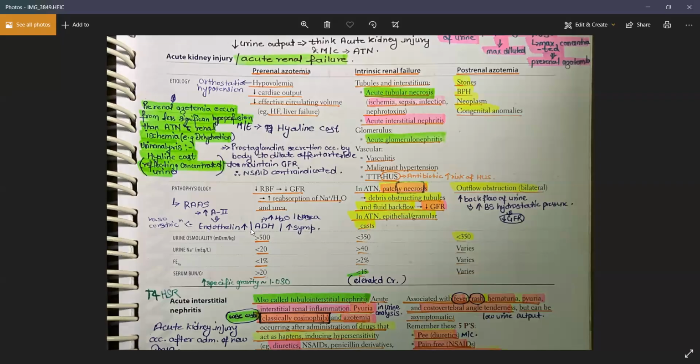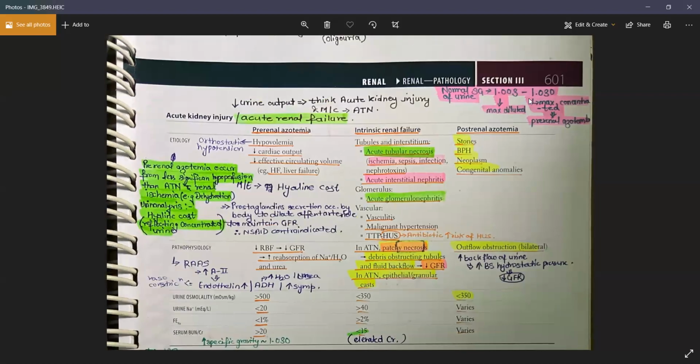And as a result, you will always have the specific gravity of the urine around 0.015 to 0.030. Okay, you will have a normal urine specific gravity between 0.003 to 0.030. Okay, you will call it concentrated whenever you have the specific gravity more than 0.015. Okay, and the specific gravity which is near 0.030, it means the patient is having a pre-renal azotemia.